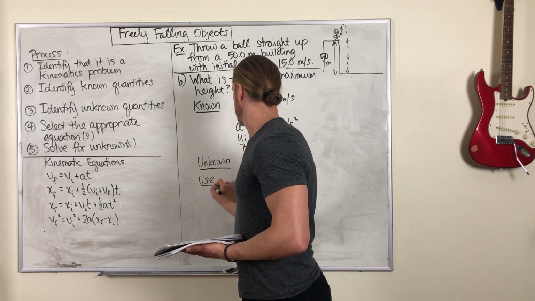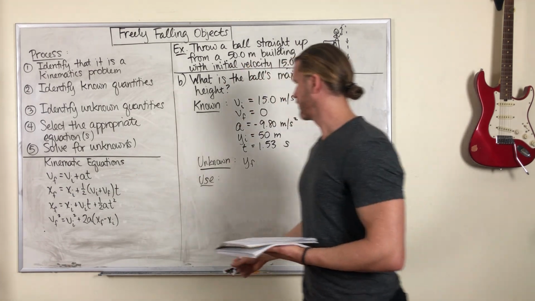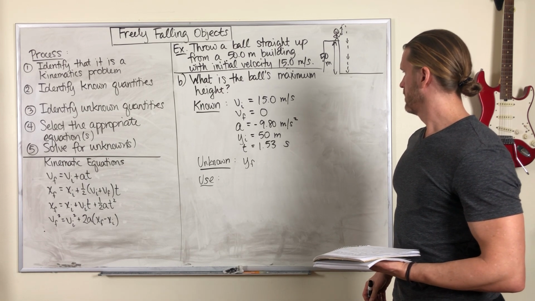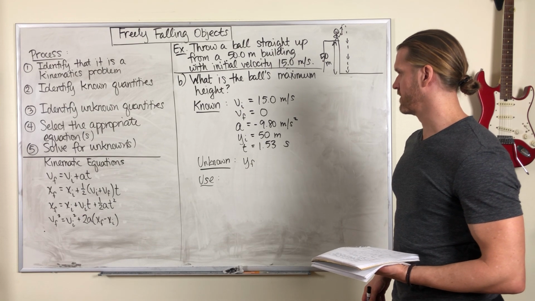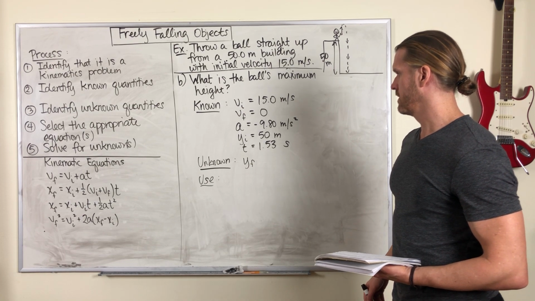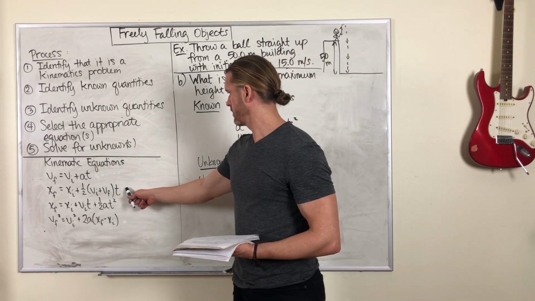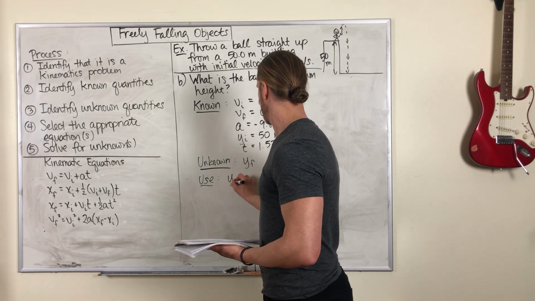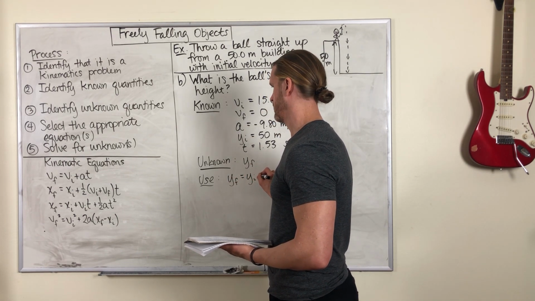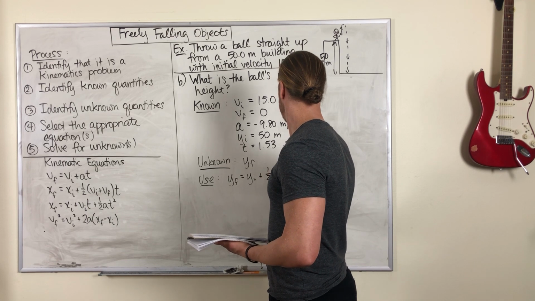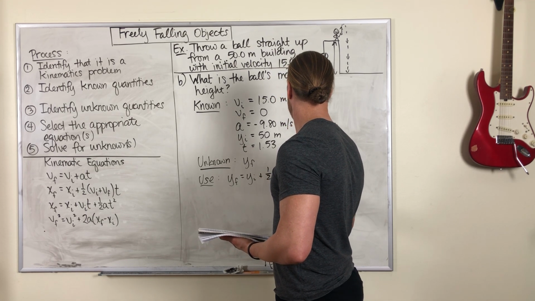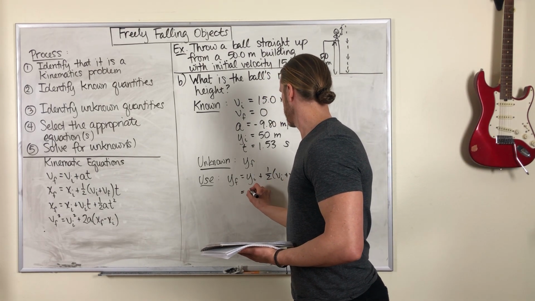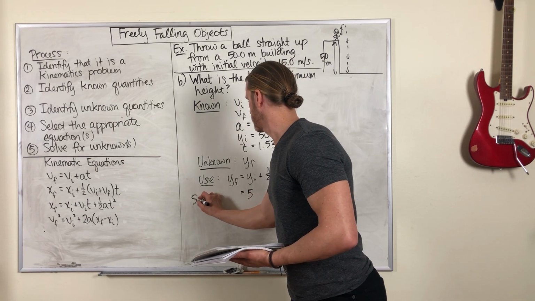Let's use the right tool for the job. Let's pick a good equation to use here. We have a few options. Second or third equations will work. Let's just use the second one. Y final equals Y initial plus 1/2 times V initial plus V final times T. Plug in these numbers. So solve.